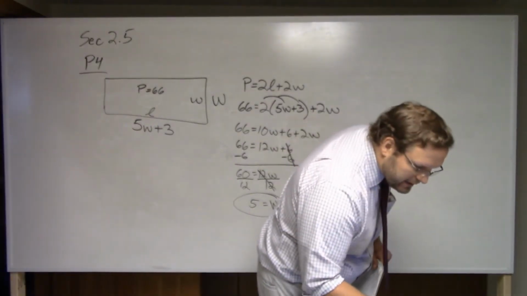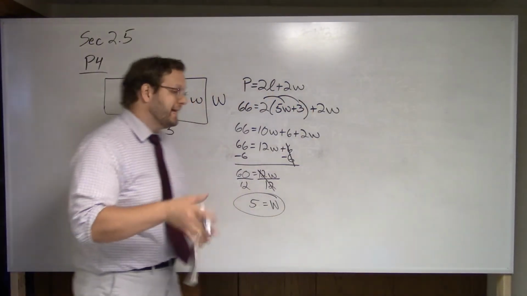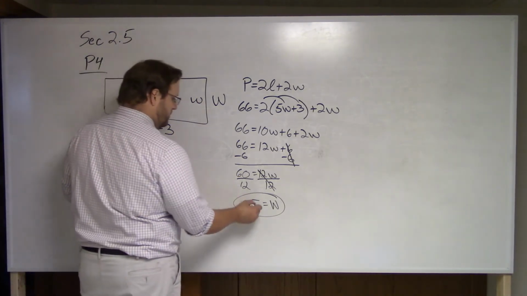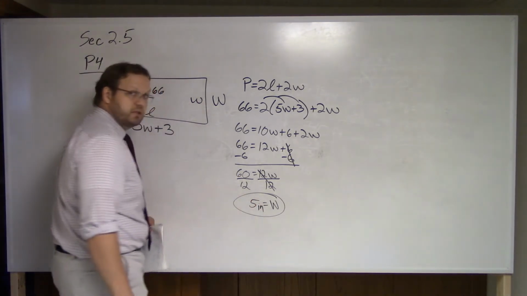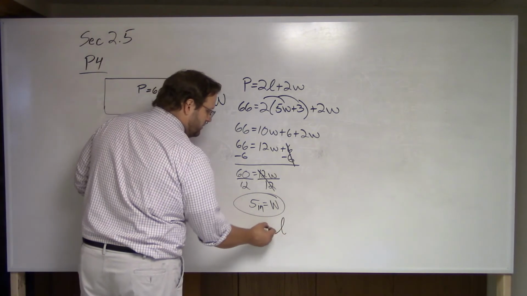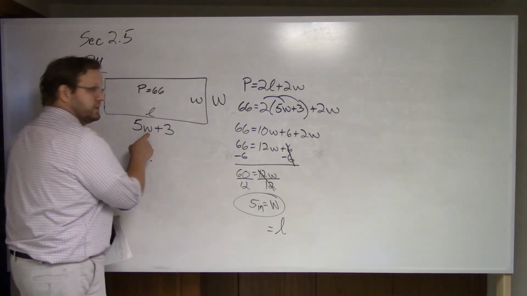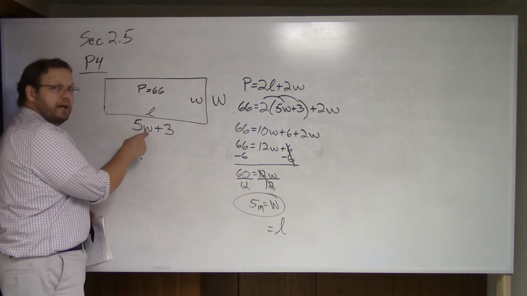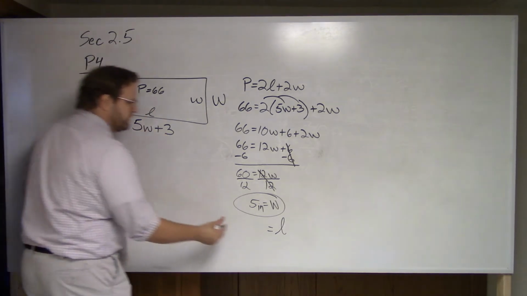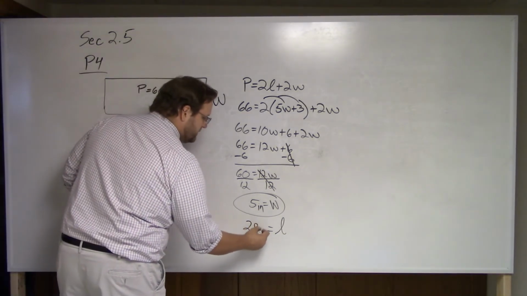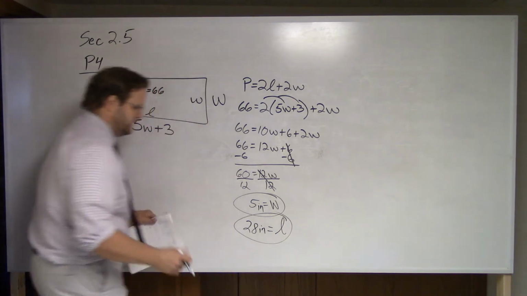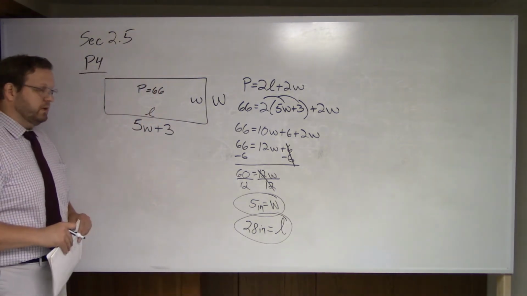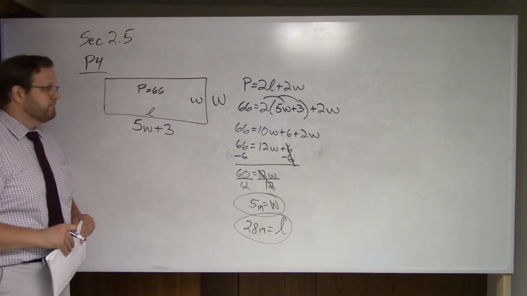Now, let's make sure we answer the question, though. It says find the dimensions. So we need length and width. The width is 5 inches, but the length is this. 5 times 5 is 25, plus 3 is 28 inches. And there are your dimensions of the street sign.